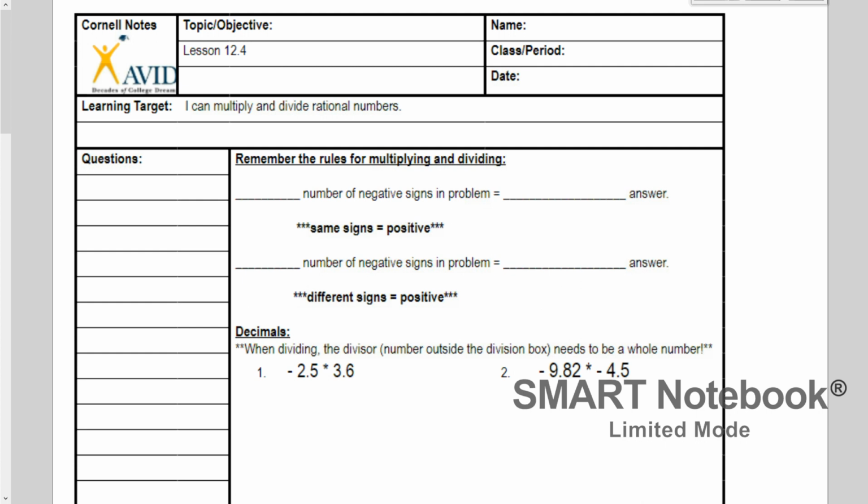Today we're going to talk about multiplying and dividing rational numbers. Those are positive and negative fractions and decimals. We're going to use the same rules as when these are integers. Now there is a typo on here, so make sure you're following along.